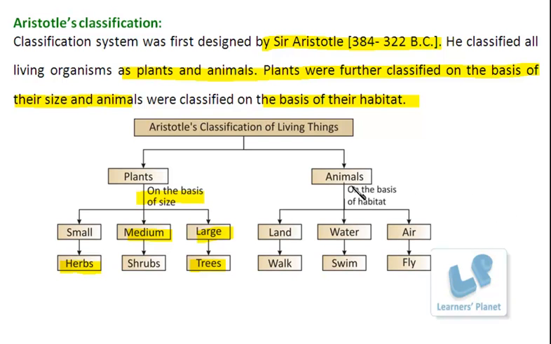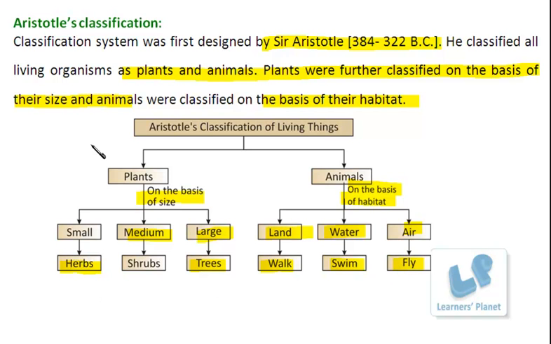Further, animals were classified on the basis of habitat. And what is habitat? You know what habitat is: the place where the organism is living. So these organisms can live on land, water, or in the air. Basically, land is used for walking. In water they show locomotion by swimming, and in the air they show locomotion by flying. This explains an important fact about animals, that they are heterotrophic and motile.